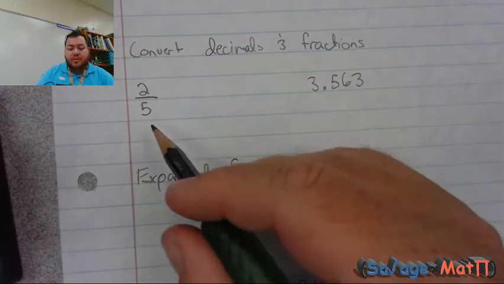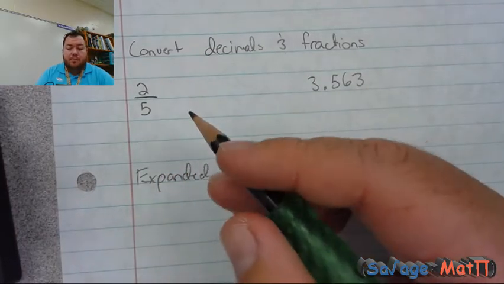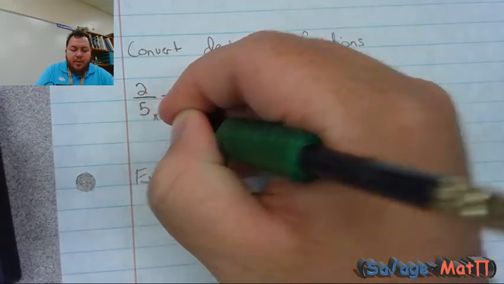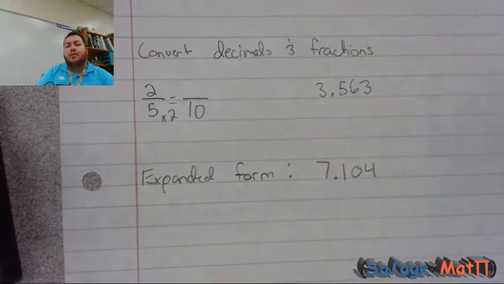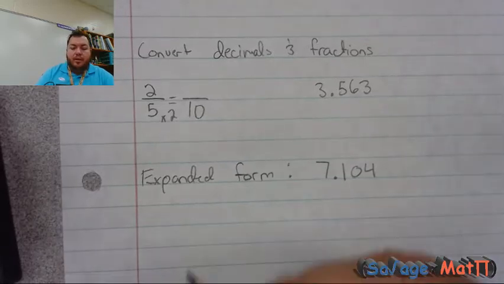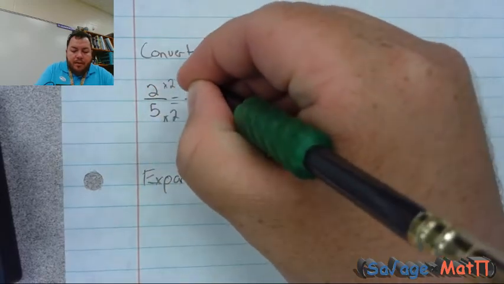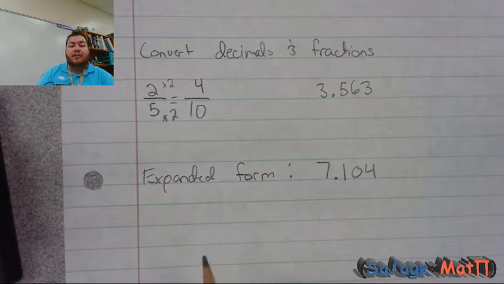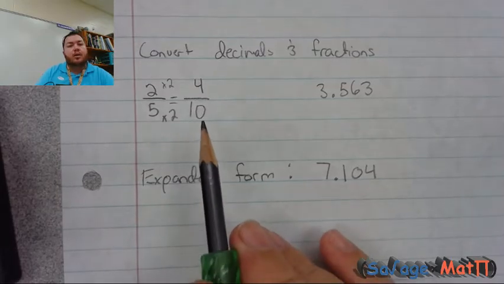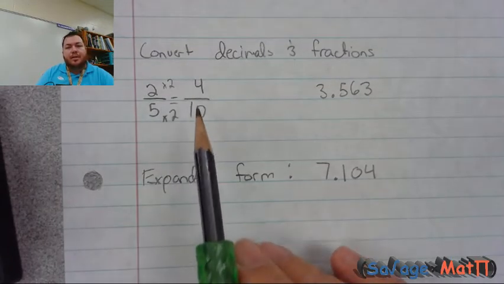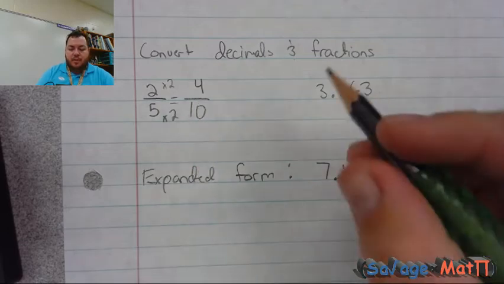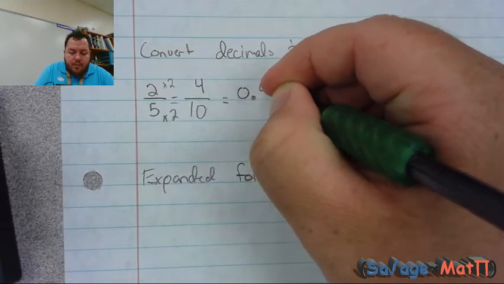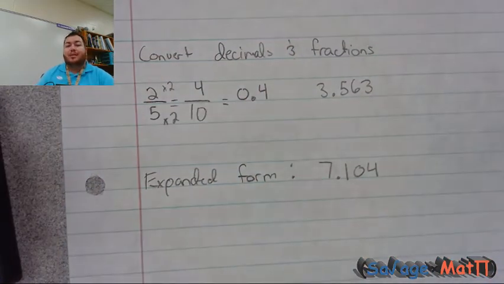What I would first do is check 10. Does 5 go into 10? Yes, it does, 2 times. So 5 times 2 is 10. Whatever we do to our denominator, we need to do to our numerator. So 2 times 2 is 4. Now I have a fraction that I can change into a decimal because I have a denominator of 10, 100, or 1,000. Then I would just read this fraction, 4/10, and write it just like it sounds, 0 decimal 4. That's it. We're done, guys.